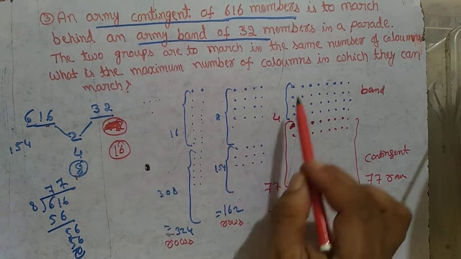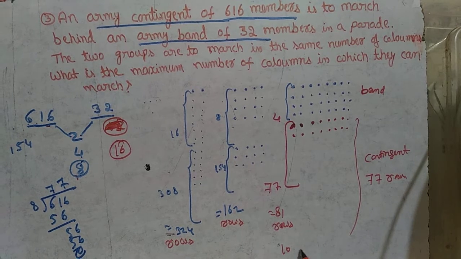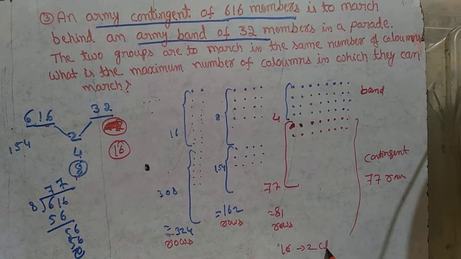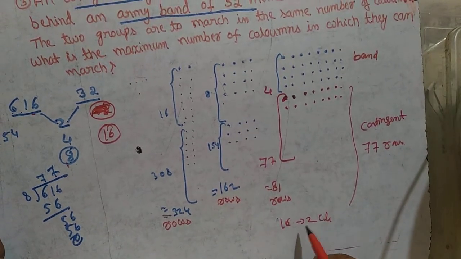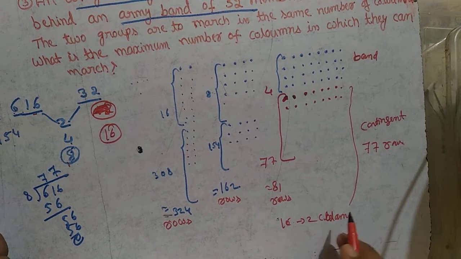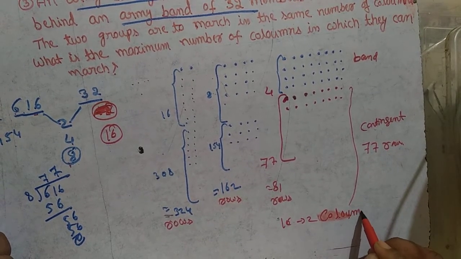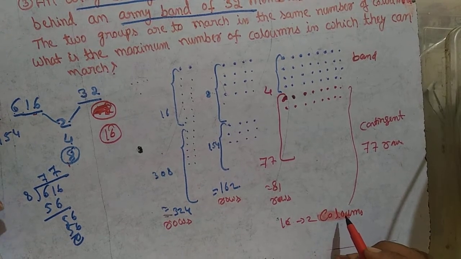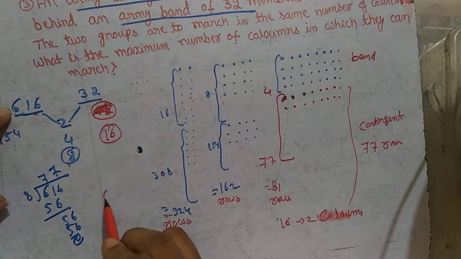16 columns, only 2 rows. 16 means 2 columns. And for this one, it is divisible by 16. We will check 6 and 16.